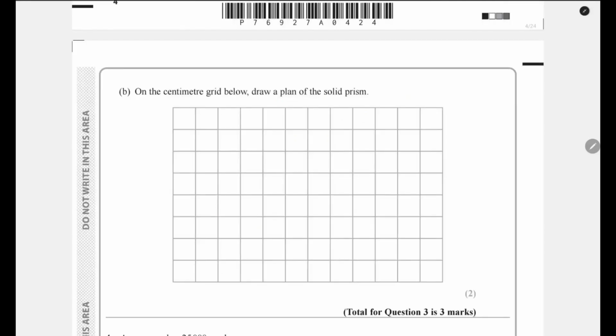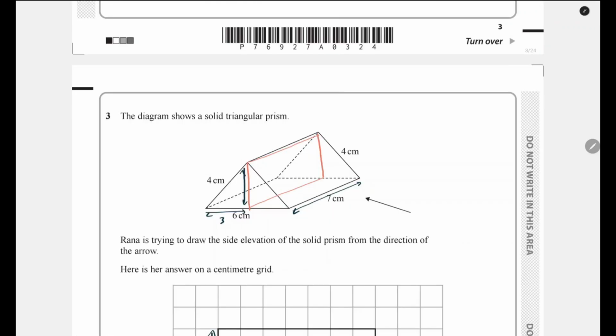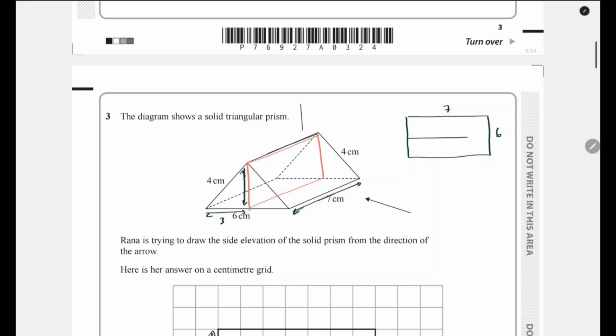Part B says, on the centimeter grid below, draw a plan of the solid prism. So if you look back at our prism, a plan is going to be a bird's eye view if we're looking down. So if you're looking down, we have a length this way and down, so a rectangular shape. And this is going to be 7 centimeters, which represents this side here. And this is going to be 6 centimeters to represent this side here. And we know that we have a cut in the middle, halfway.